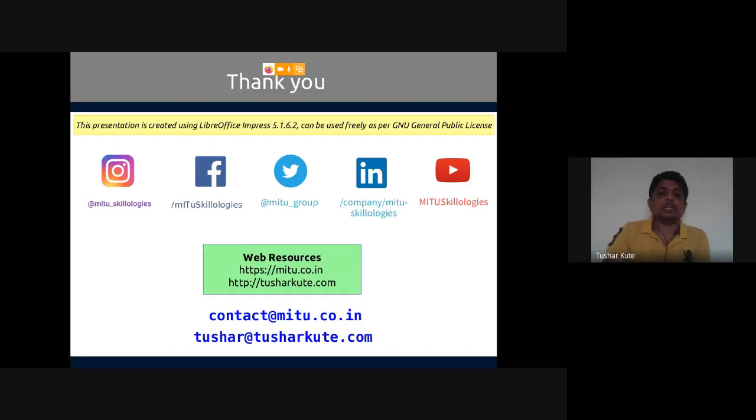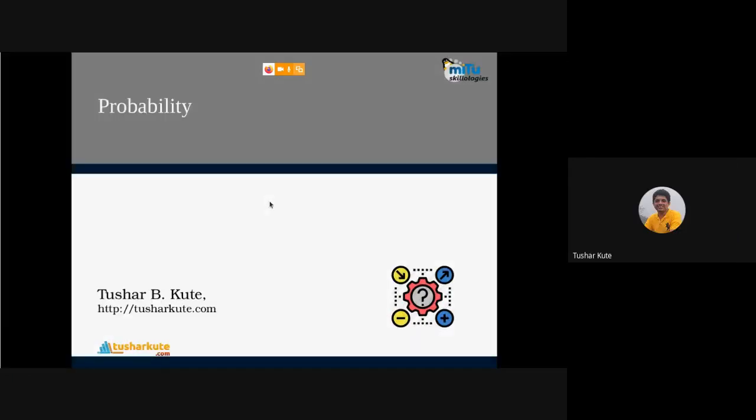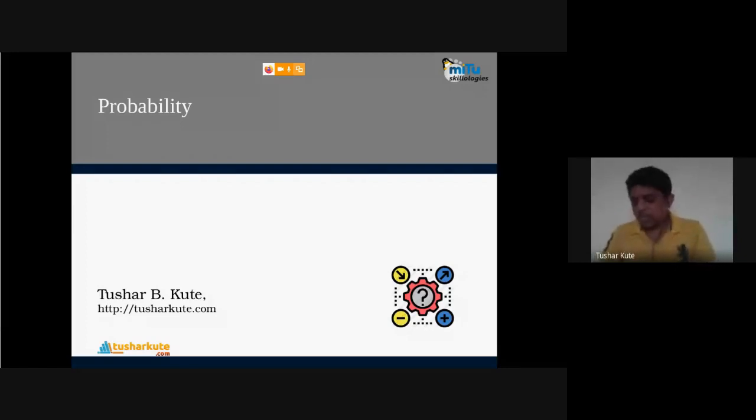Okay, so let me open the next part, that is probability studies. Yes, let's talk about the probabilities. Statistics contains descriptive and inferential statistics, that we have seen. We have seen the things practically also. In probability also, we will see the things practically, somewhat using the Python programming language, to get a clear understanding of the concept.